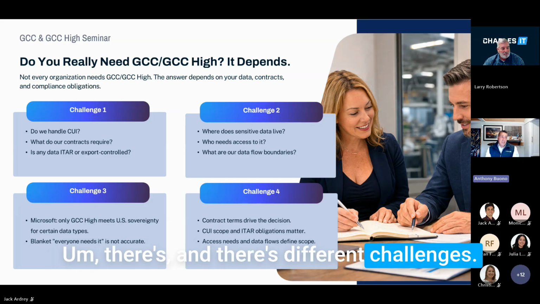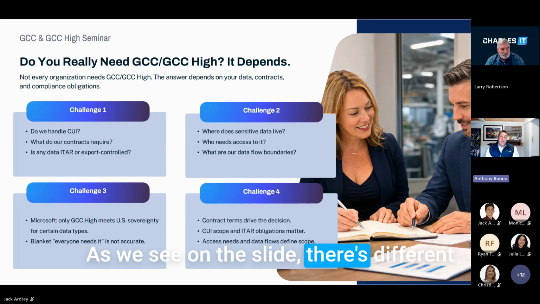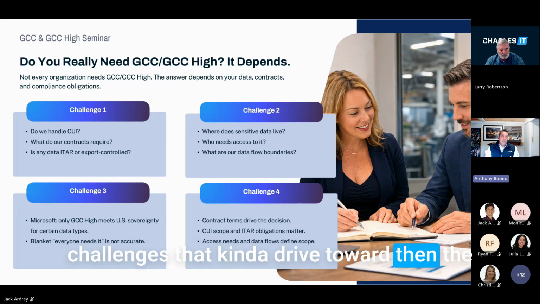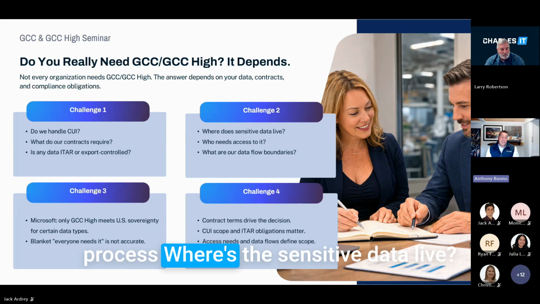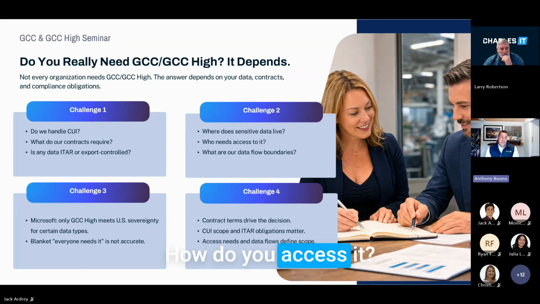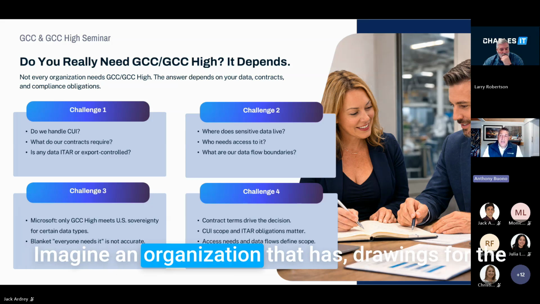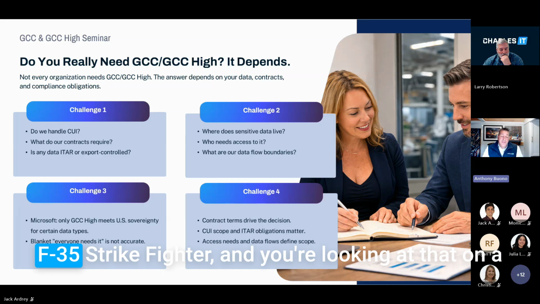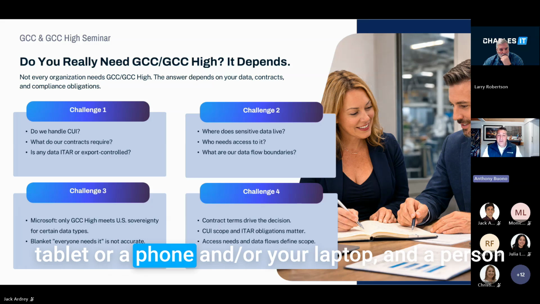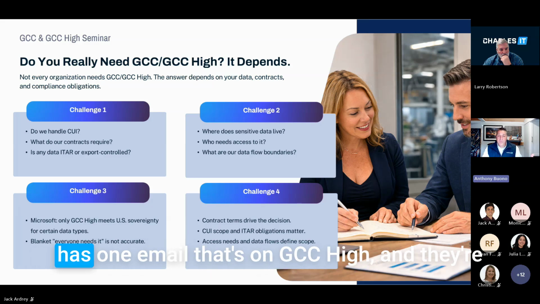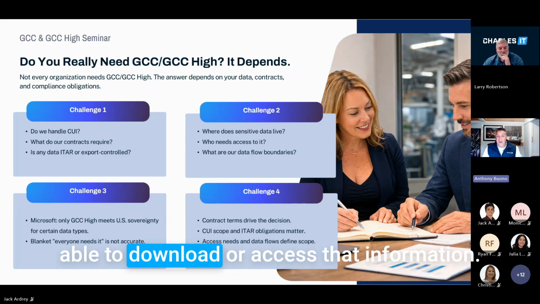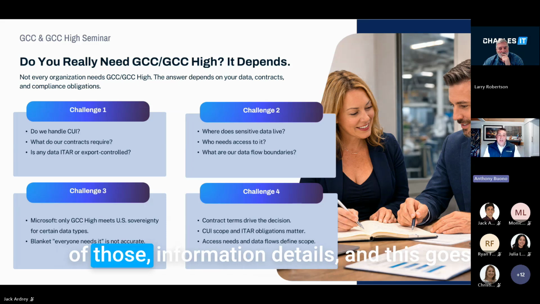There's different challenges, as we see on the slide, that drive toward the process. Where does the sensitive data live? How do you access it? How do we do data flow boundaries? Imagine an organization that has drawings for the F-35 strike fighter, and you're looking at that on a tablet or a phone or your laptop. And a person has one email that's on GCC High, and they're able to download or access that information. You need to make sure you're protecting all of those information details.